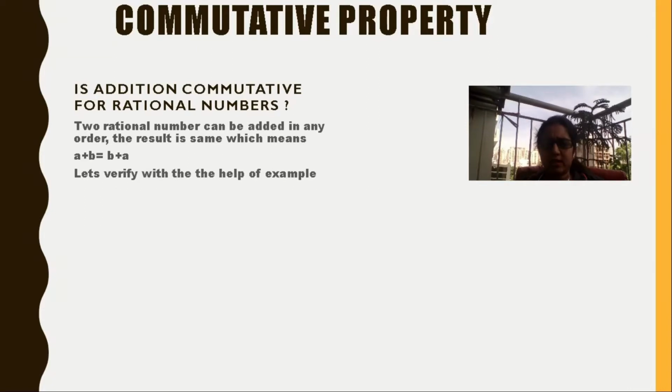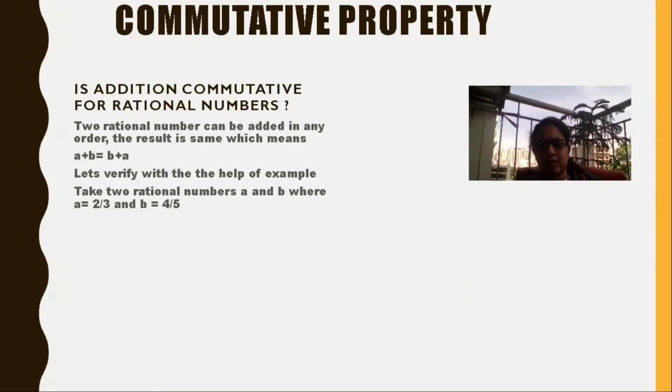Two rational numbers can be added in any order, the result is same. If we add two rational numbers in any order, we get the same result, which means a plus b equals b plus a. Let's verify with the help of an example. Take two rational numbers a and b, where a equals 2 upon 3 and b equals 4 upon 5. 2 upon 3 is a rational number and 4 upon 5 is also a rational number.